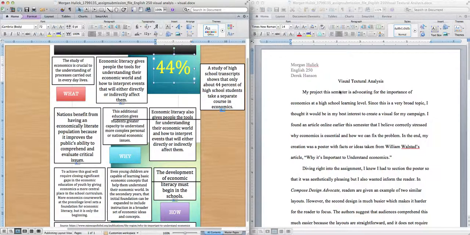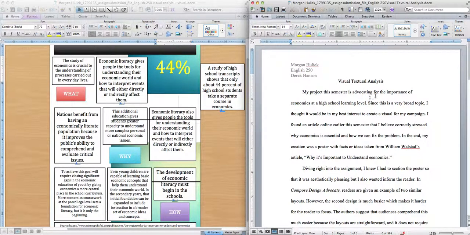Okay, all right, so my project this semester is advocating for the importance of economics at high school level learning. Since this is a very broad topic, I thought it would be in my best interest to create a visual for my campaign. Okay, that is a good point, especially since it's something that's not really gaining a lot of awareness.